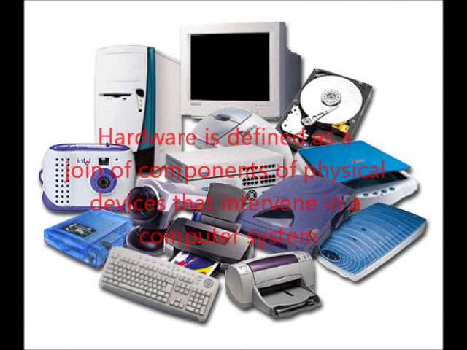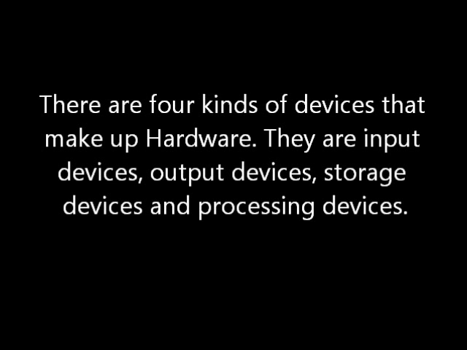Hardware. Hardware is defined as the general components of physical devices that intervene in a computer system. There are four kinds of devices that make up hardware. They are input devices, output devices, storage devices, and processing devices.